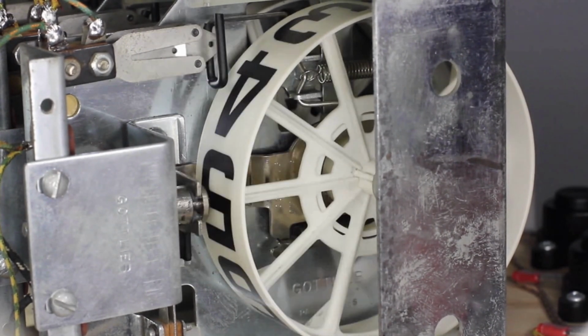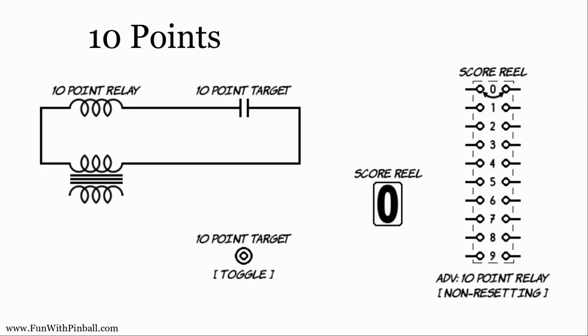So let's go back to the circuit side of the house. This is a trivial example. Let me walk through this a little bit. So this is a transformer here. This is a relay coil, okay? And this is a target, a switch that might live behind a 10-point target, okay? And this is just representing the target itself.